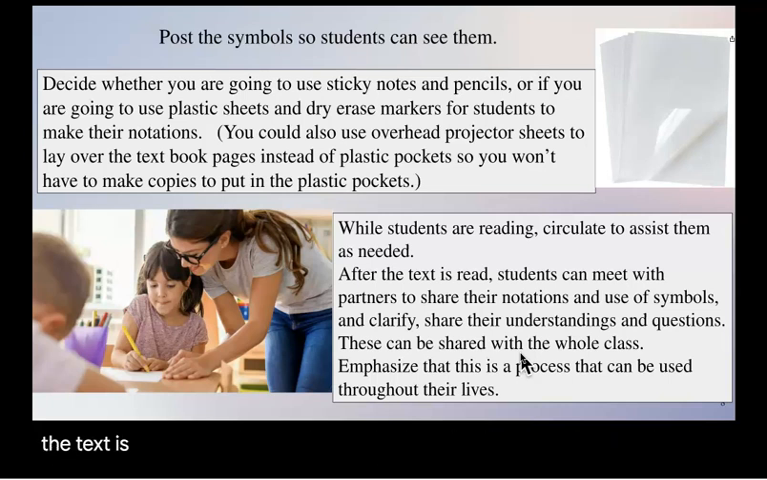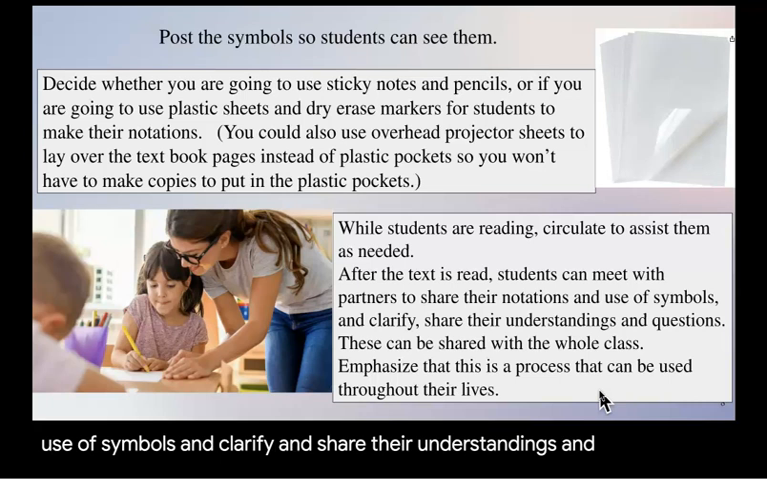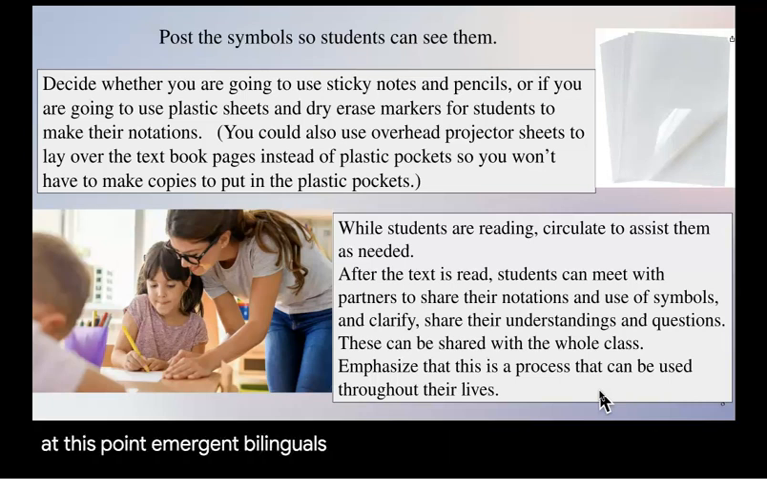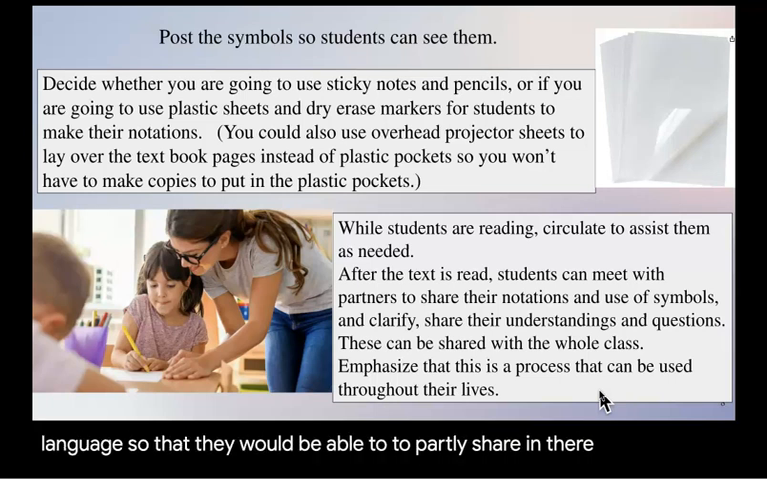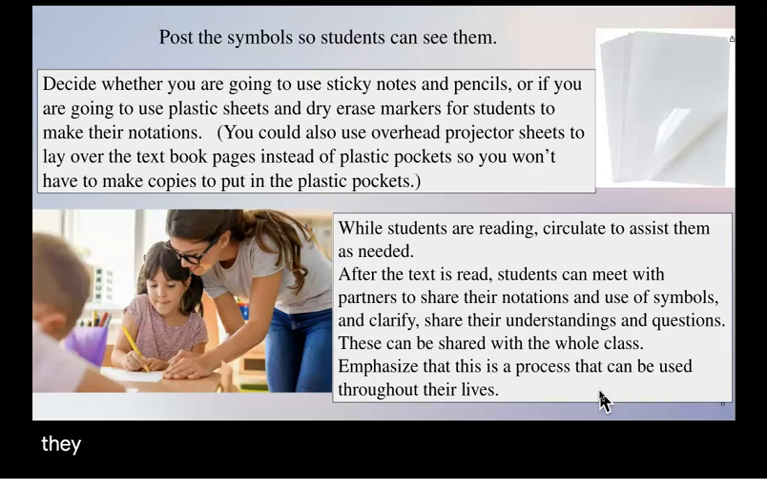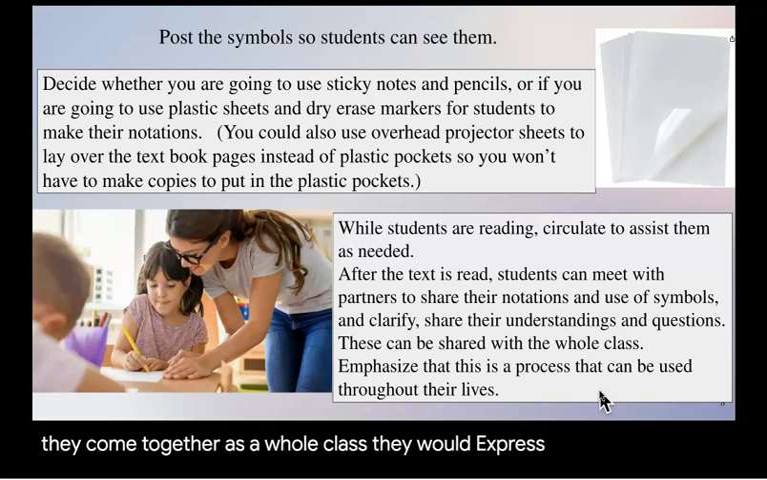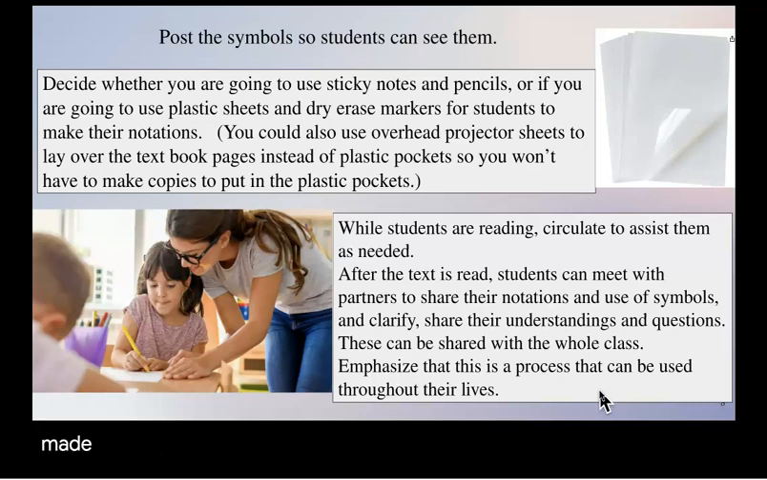After the text is read, students can meet with partners to share their notations and use of symbols, and clarify and share their understandings and questions. And at this point, emerging bilinguals could be placed in groups of a similar language so that they would be able to partly share in their native language if necessary. And then when they come together as a whole class, they would express in English why they made the choices they did. Why did they put the exclamation points or the question marks or the stars where they did? What was their response? Why were they doing that?